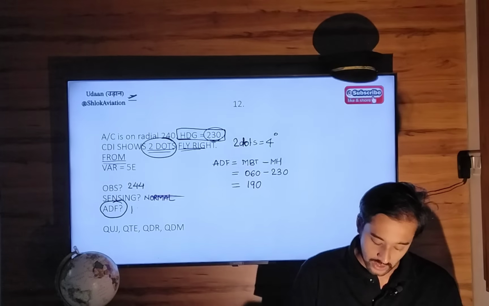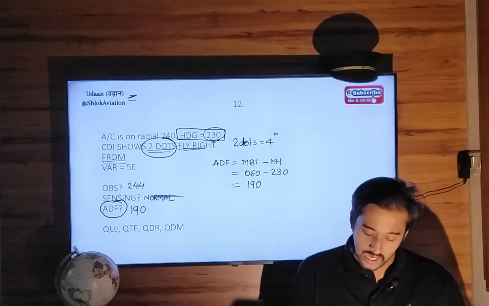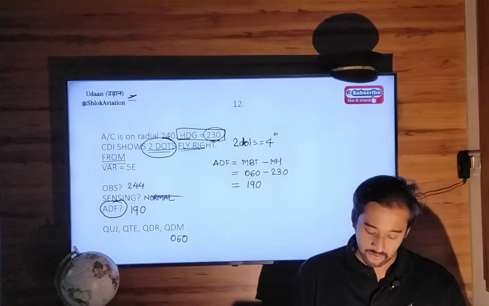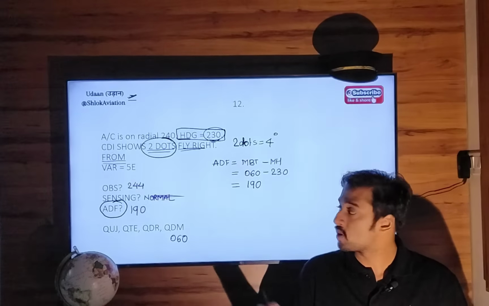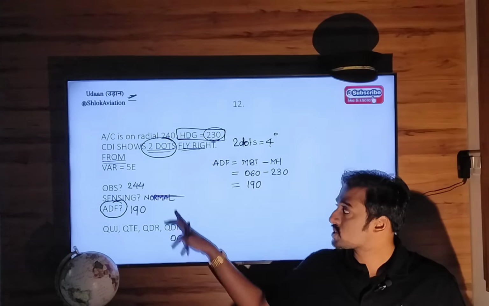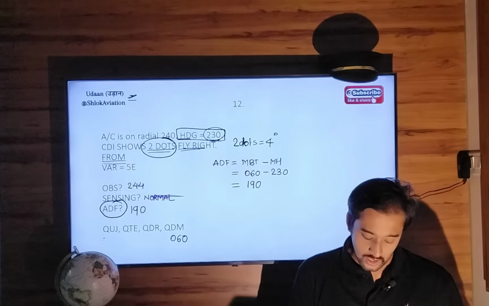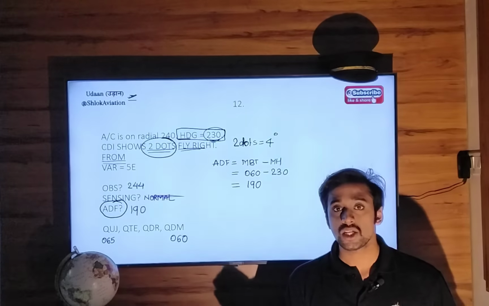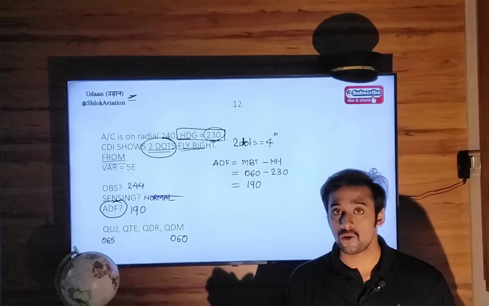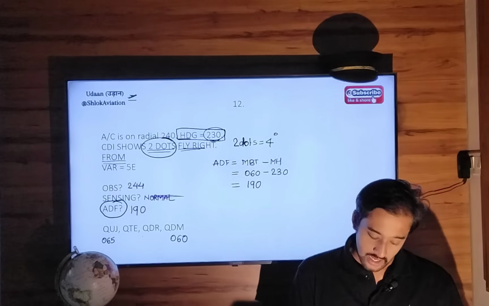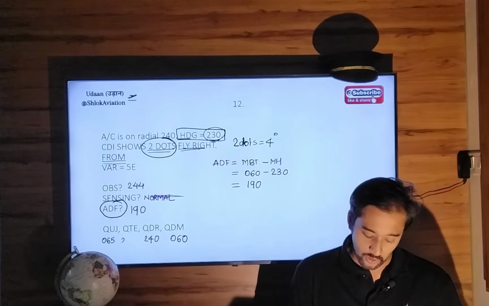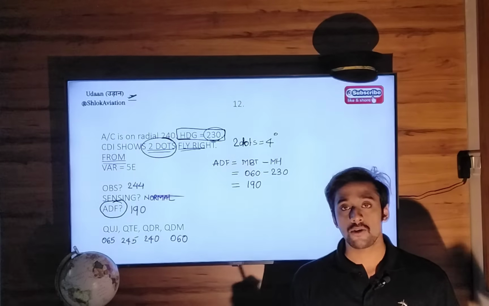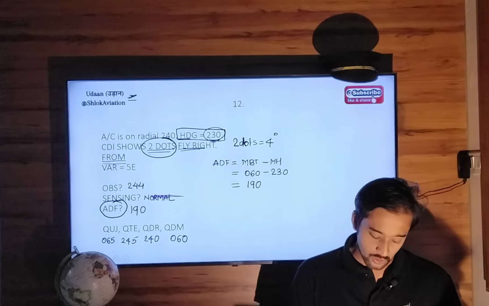So ADF is 190. Now QDM is 060, therefore QUJ, which is true bearing towards the station, will be 060 plus 5, 065. Variation east, magnetic least, therefore true will be more than magnetic. QDR is 240, therefore QTE will be 245. So this is how you do the sum. Let's go to question 13.